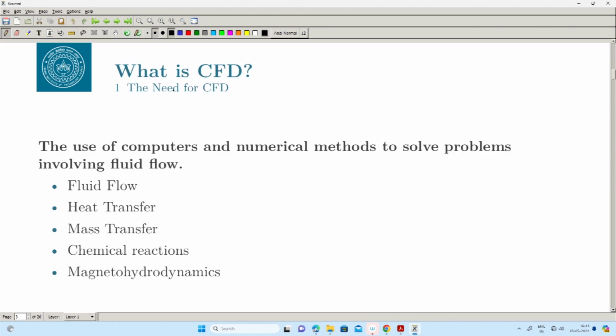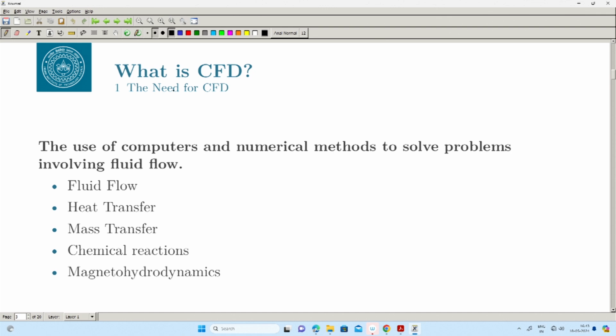So, CFD, in very layman terms, we can say that we have a computer and we have certain algorithms to solve problems. So, how do we use these computers along with those algorithms to solve the governing equations that dictate our fluid flow?